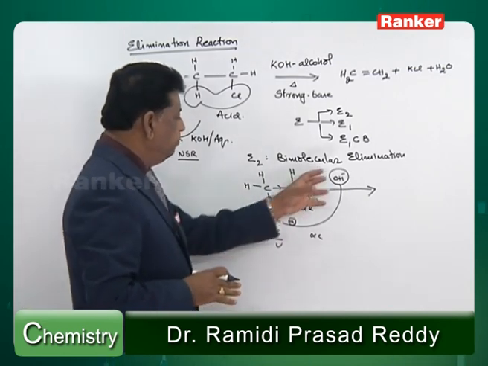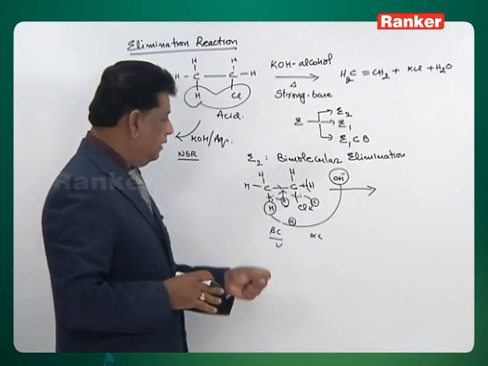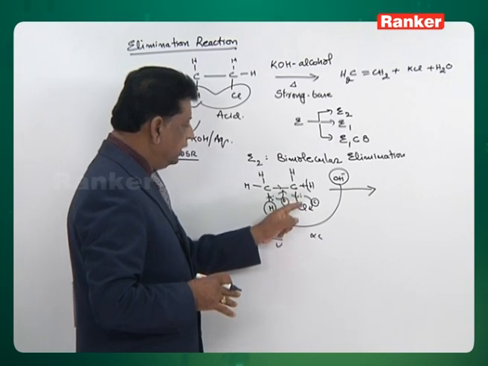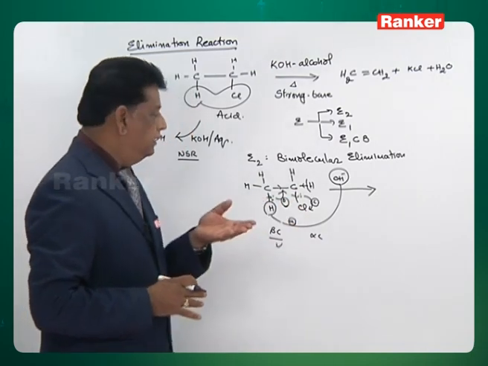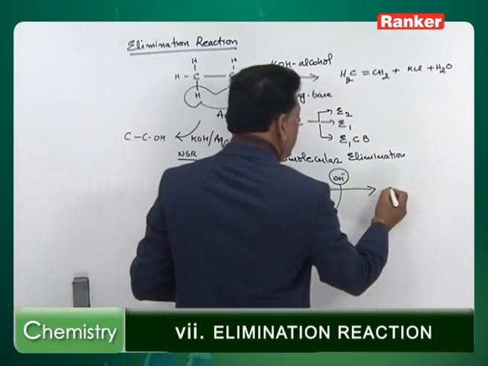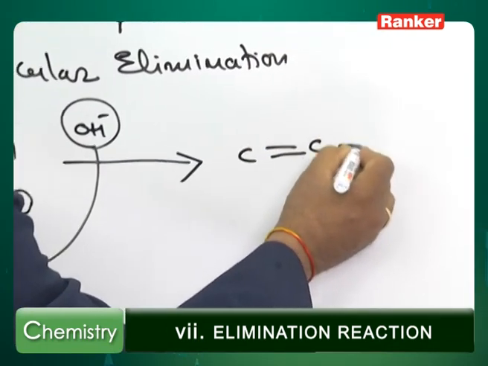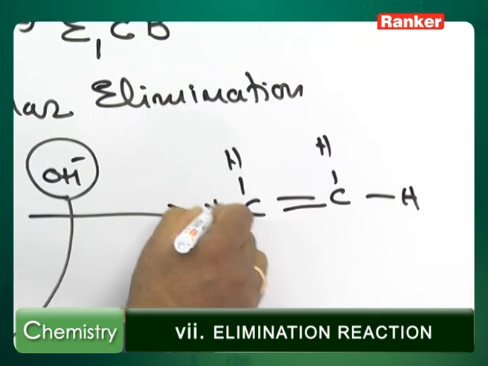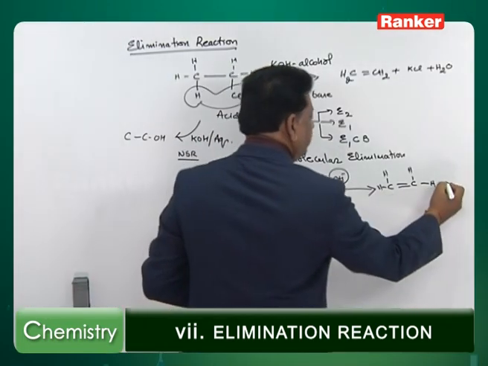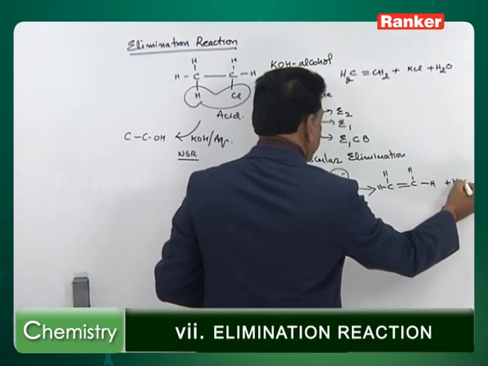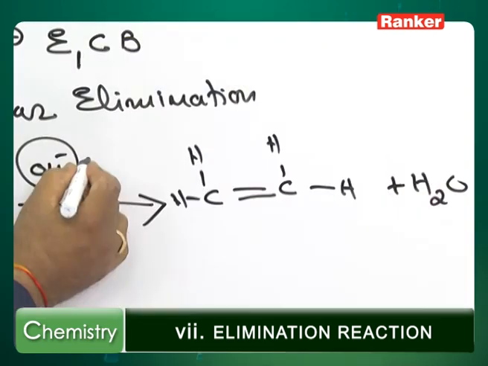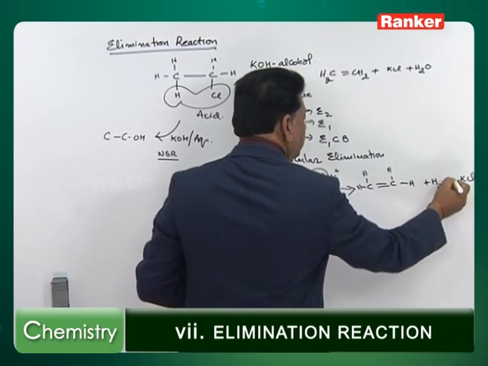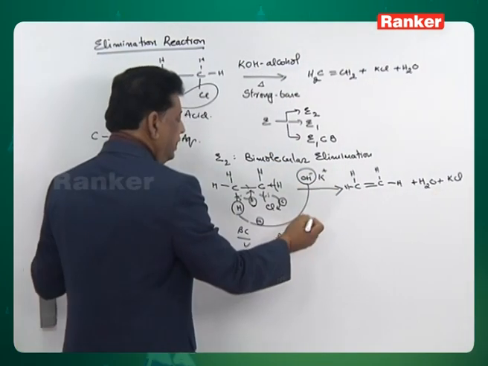All three, that is the OH taking out the proton, the two electrons shifting to make a pi bond, and the Cl minus leaving, take place at one time. A double bond is formed, the removed H plus and the OH form water, and the Cl minus and the K plus we have taken become KCl. So, this is all in one step only.